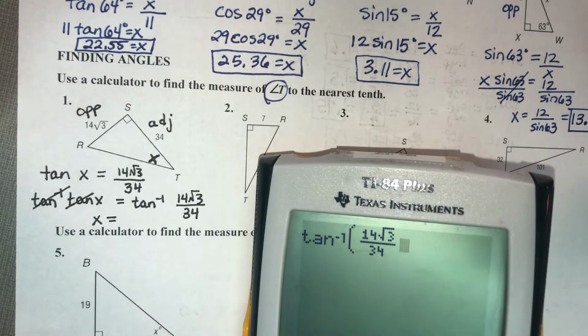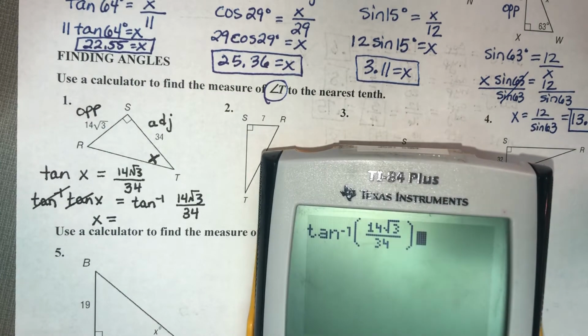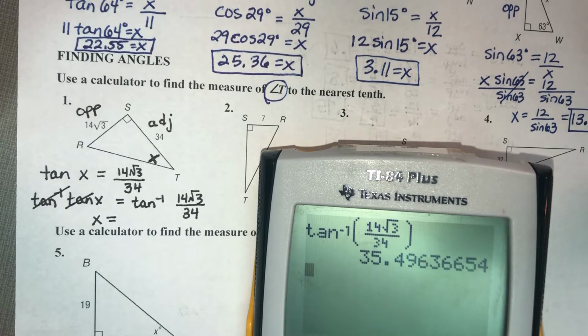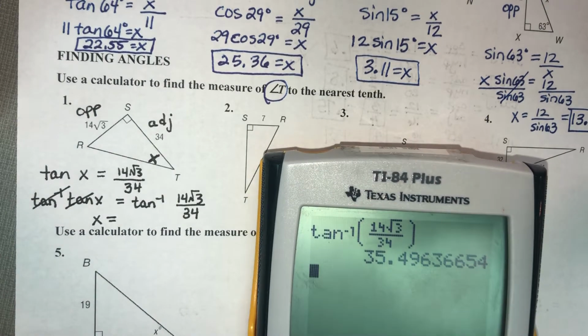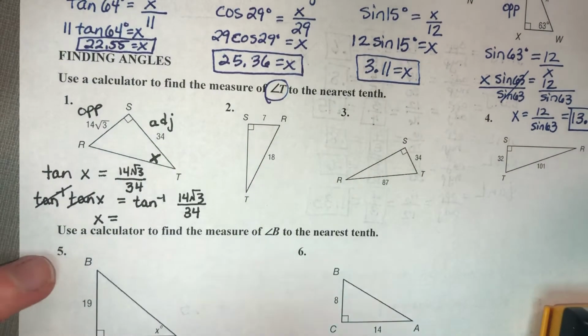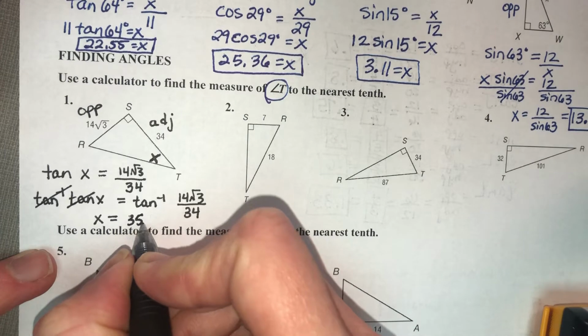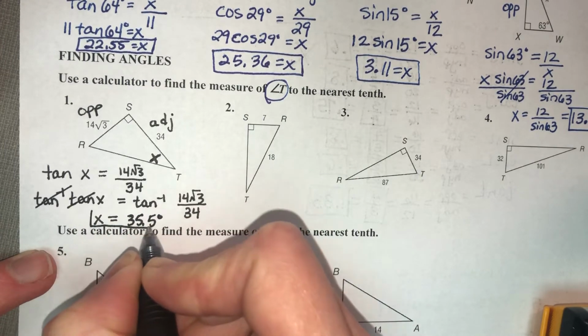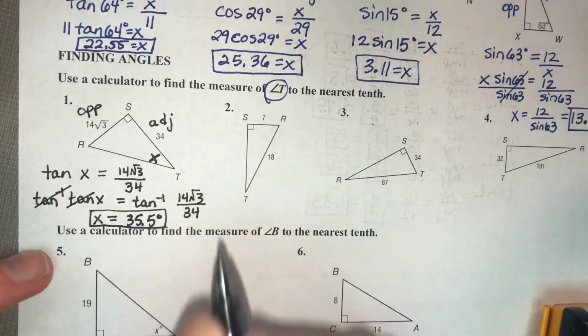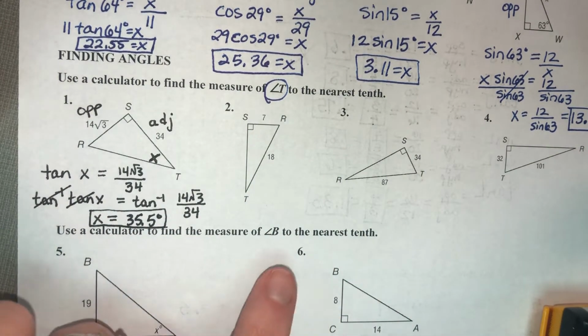And then I'm going to close my parentheses and press enter. And that gives me, it said to round to the 10th, so I just want one number after my decimal, 35.5. So x is 35.5 degrees. And we're going to put the degrees symbol on this answer because it is measured in the units of degrees.